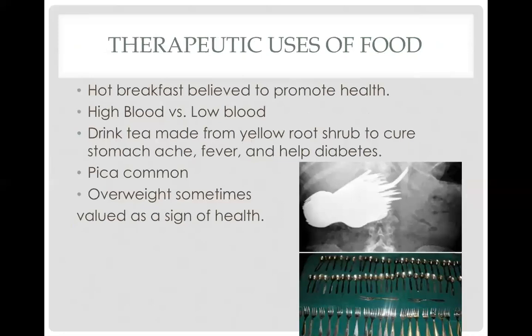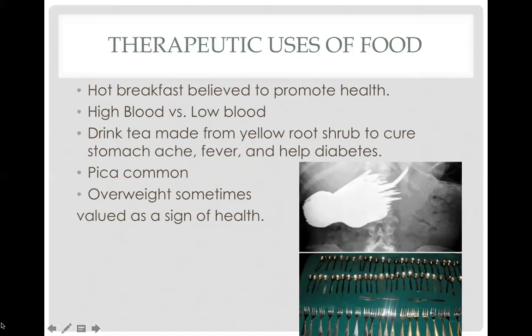Therapeutic uses of foods. They believe in concepts of high blood and low blood. And this is different than blood pressure. High blood is thought to be caused by excess blood migrating to one part of the body, such as your head, meaning it's high up. It can be due to eating excessive amounts of rich foods, sweet foods, or red colored foods. Low blood is associated with anemia, which means you don't have enough blood or not enough red blood cells. So that does make quite a bit of sense. And this can be caused by eating too many astringent or acidic foods and not enough meat.